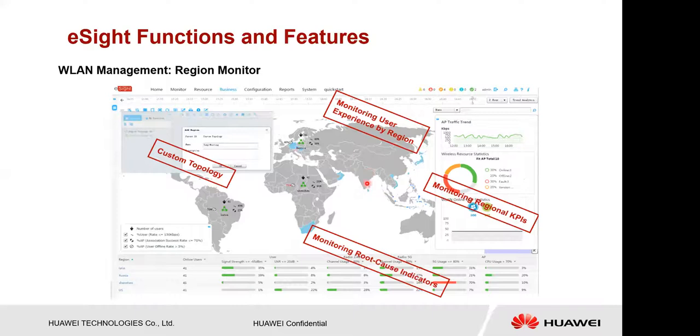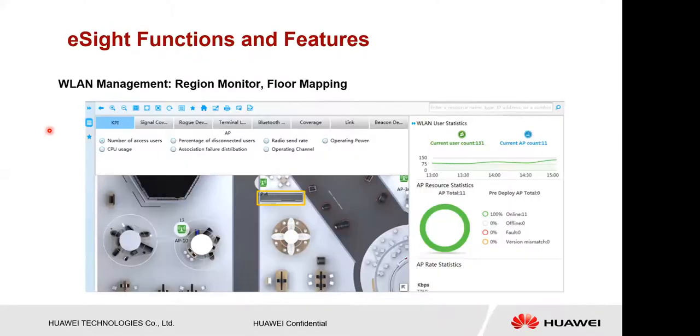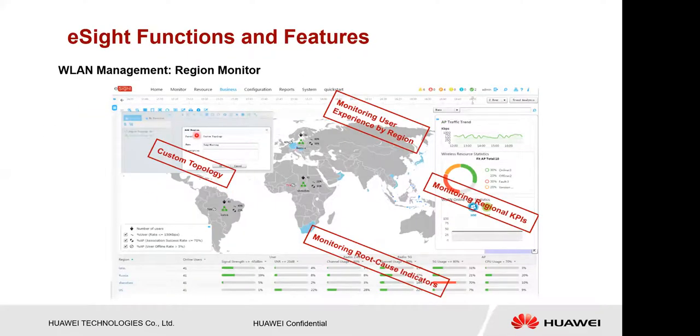So this is the example for the WLAN management region monitor. You can customize your own topology, and also you can put your own dashboard, with the information that you want to put, for example, AP trend, traffic trend, or wireless resource statistics, and so on. And below here also, you can see the user signal strength, how many online users are connected in that particular region. You can also check the channel usage, the channel 5G usage as well, and also the CPU usage. So basically there is a lot of information that you can include in this topology.